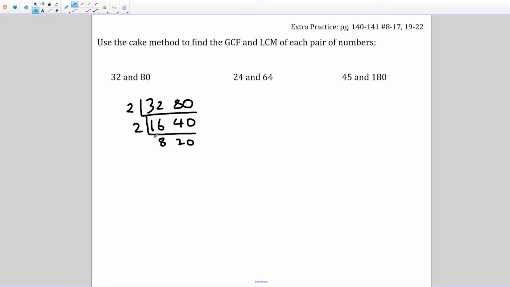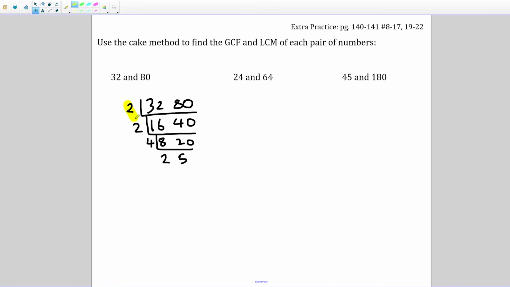You still might have to use your calculator here if you're not very quick at dividing or multiplying numbers together, but that's perfectly fine. I'm going to now divide them both by 4. So 8 divided by 4 gives me a 2, and 20 divided by 4 gives me 5. I have to stop at this step because I can no longer divide both of these numbers by the same number.